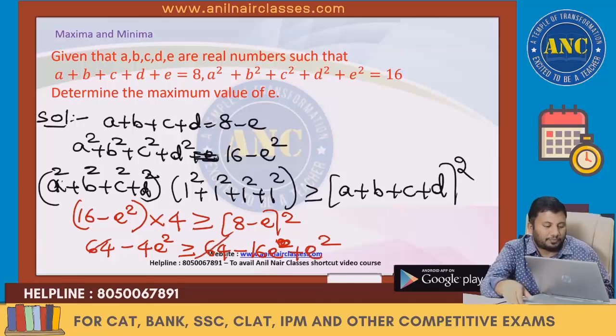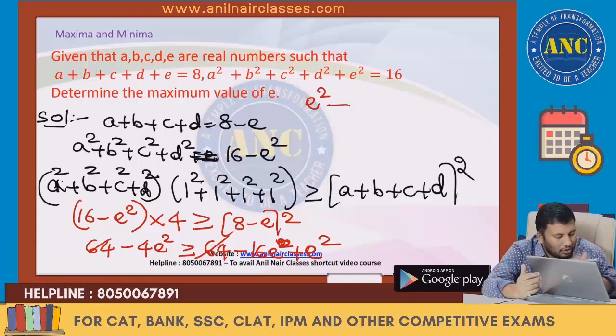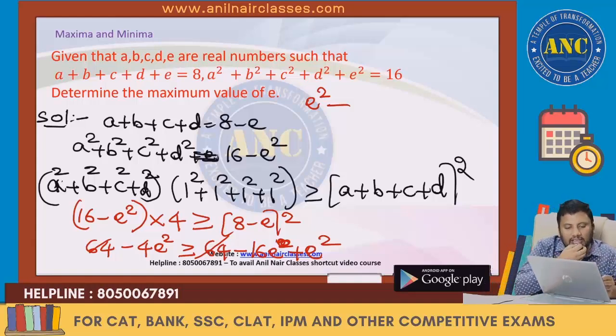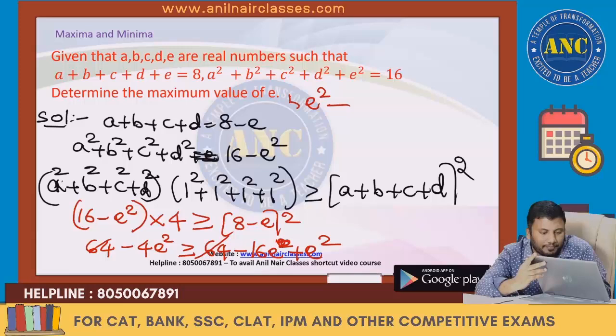64 cancels. So E square minus 16E. How much do we get? (16 minus E square) into 4: 64 minus 4E square is greater than or equivalent to 64 minus 16E plus E square. So please transpose the equation. What will be there? 4E square, if it comes this side, 5E square minus 16E. 5E square minus 16E less than or equivalent to 0.